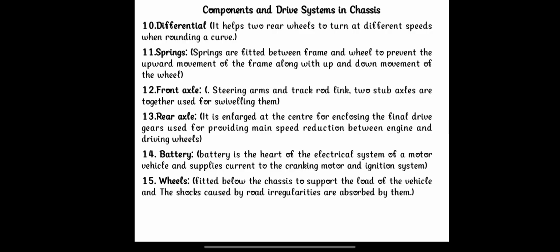Finally, they have the battery and the wheels, which are basic for the automobile. The battery is the heart of the electrical system of a motor vehicle and supplies current to the cranking motor and ignition system. Wheels are fitted below the chassis to support the load of the vehicle, and the shocks caused by road irregularities are absorbed by them. So these are the major components of a chassis.